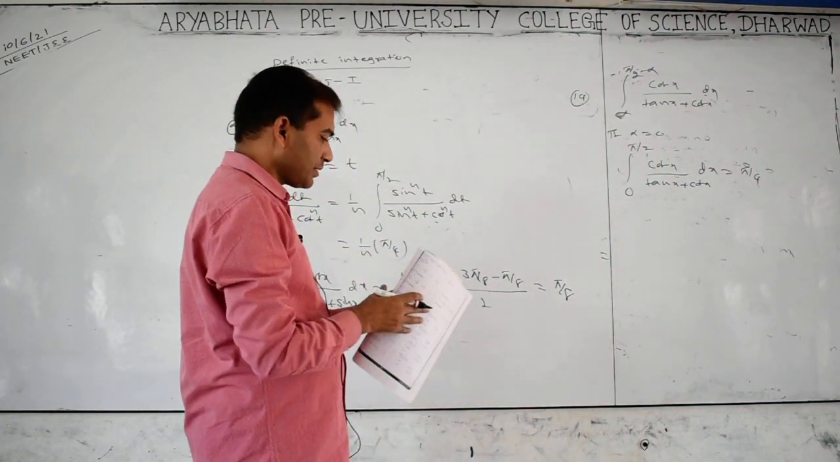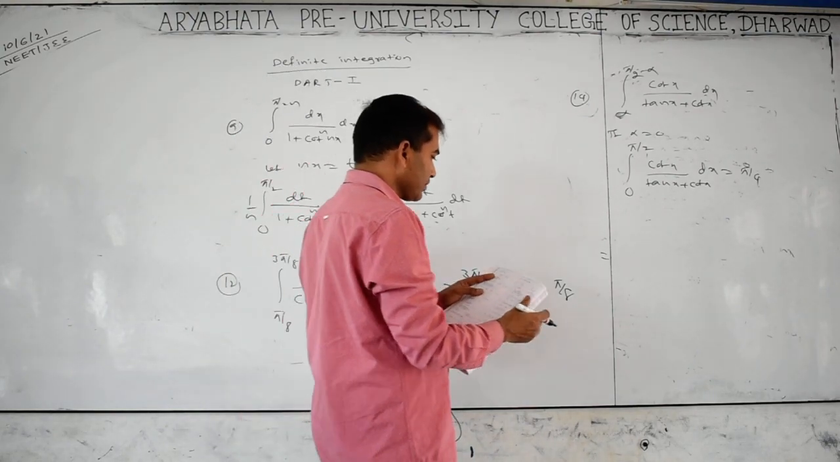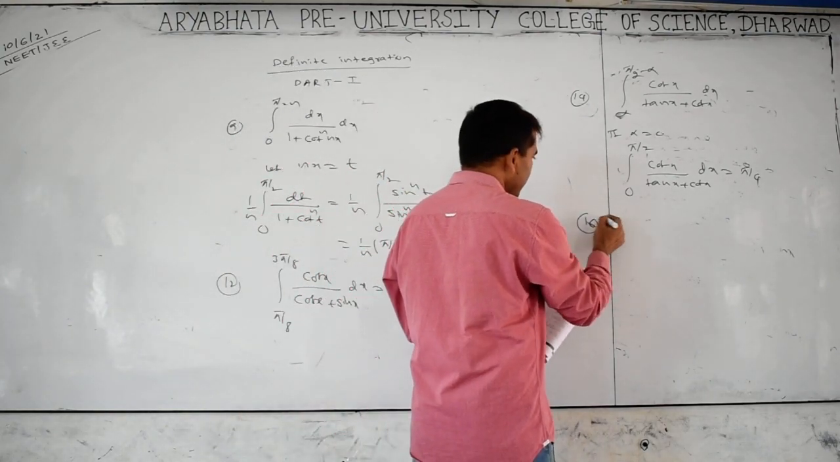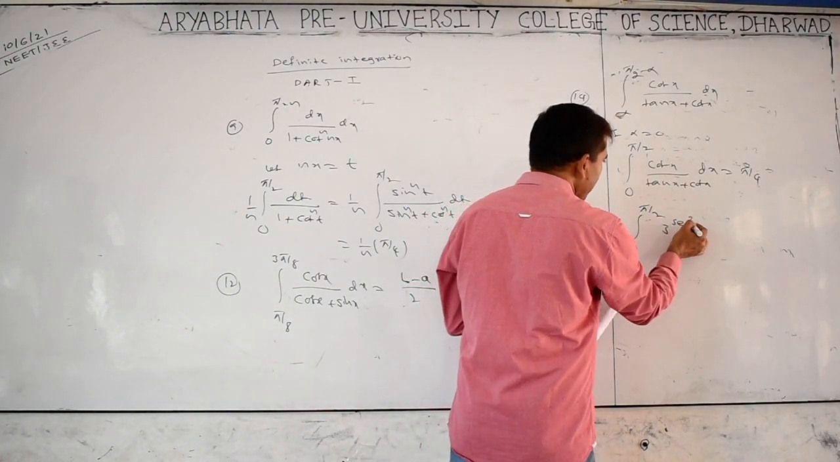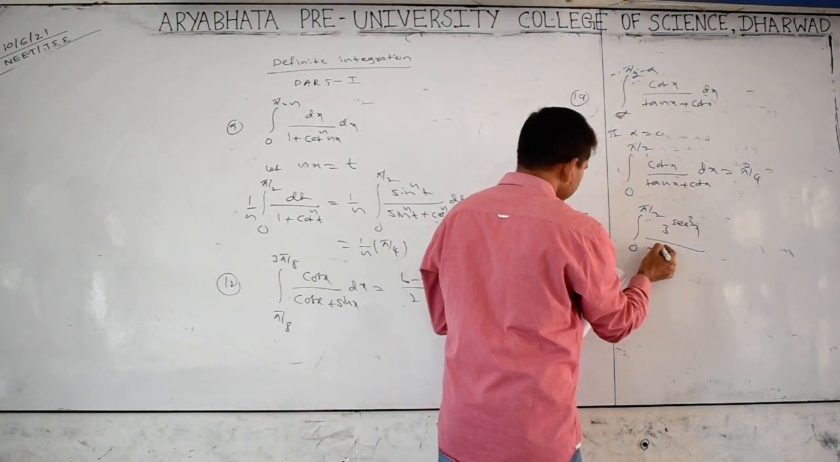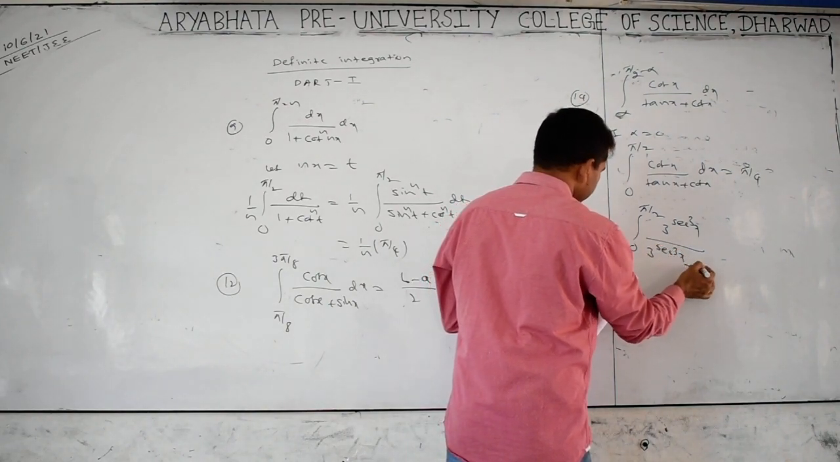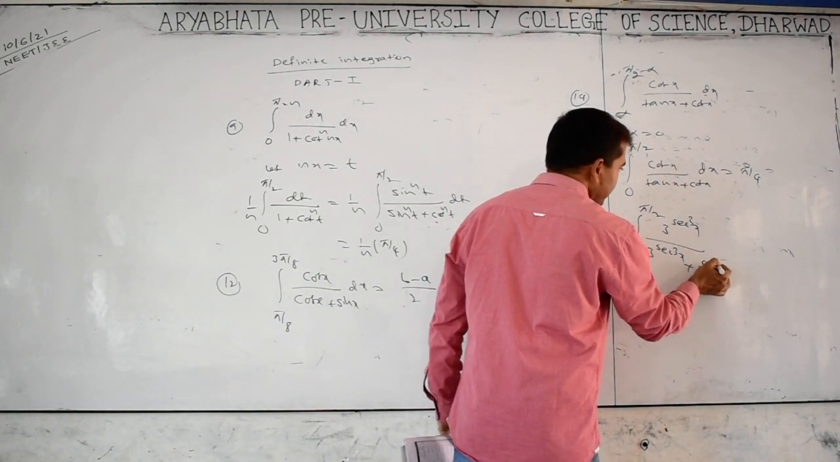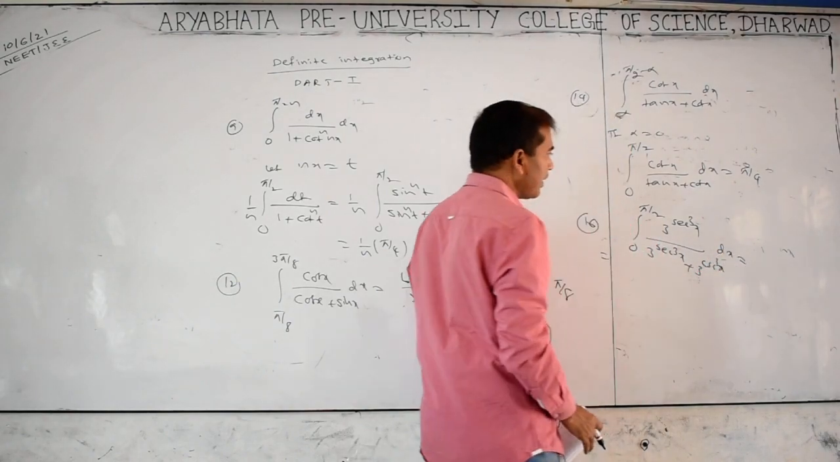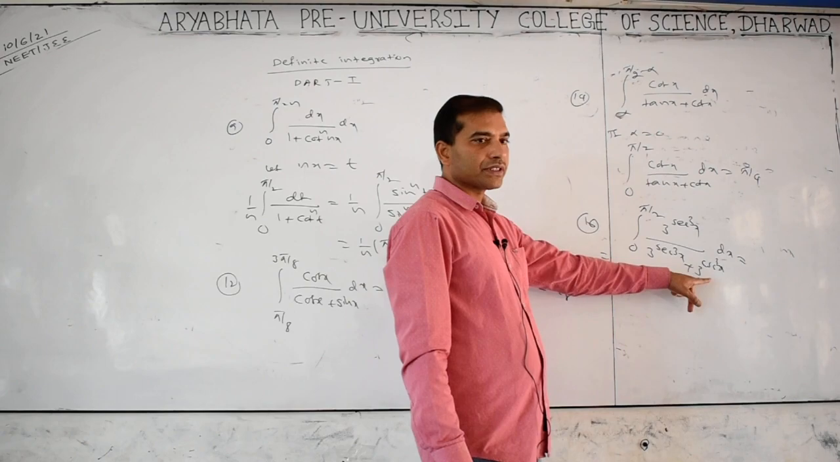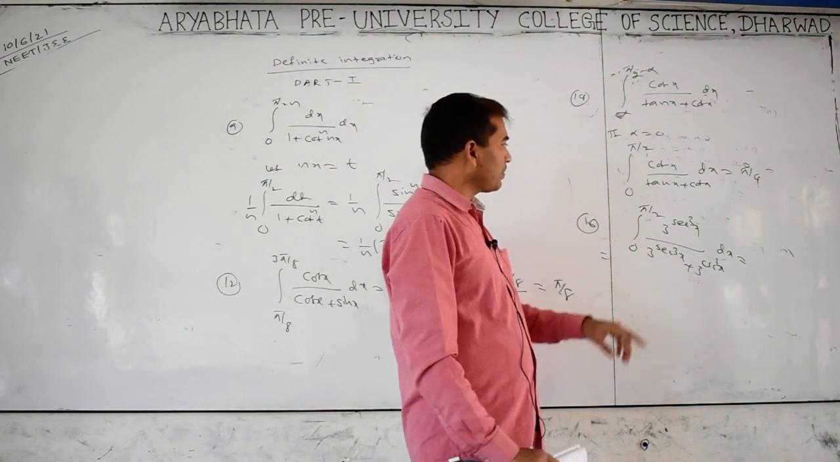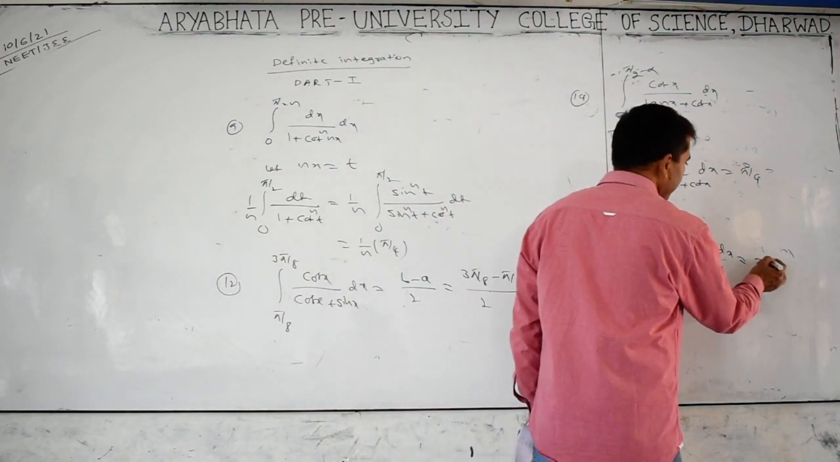15th we have discussed. Question number 16. Integration of 0 to pi by 2, 3 power secant cube x by 3 power secant cube x plus 3 power cosec cube x dx. Tell me f of alpha plus f of beta. Sec cofunction is cosec and limits are 0 to pi by 2. The answer is pi by 4.